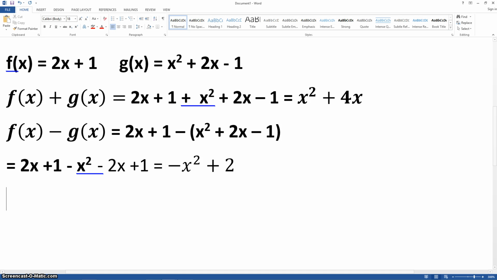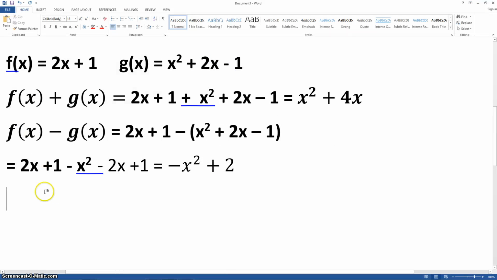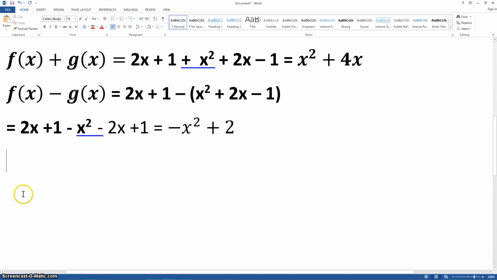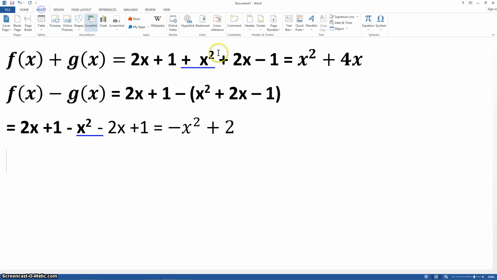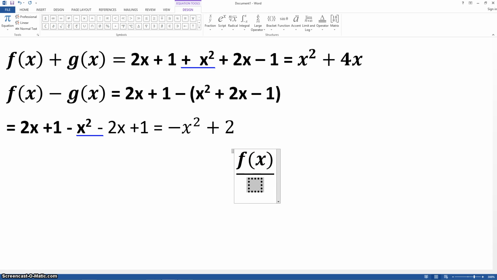Okay, then the next part is to say we're actually going to answer this one, f divided by g of x. That's the same thing as saying, basically, let's rewrite that one. That's the same thing as saying f of x over g of x.